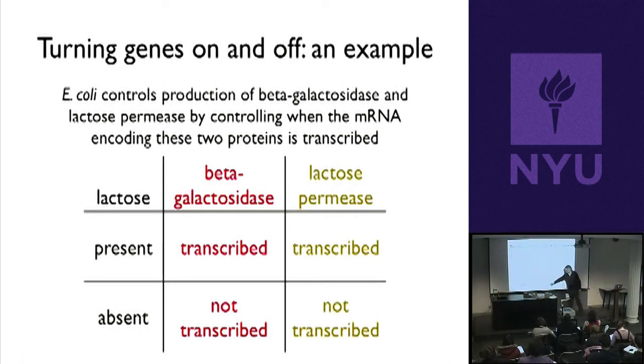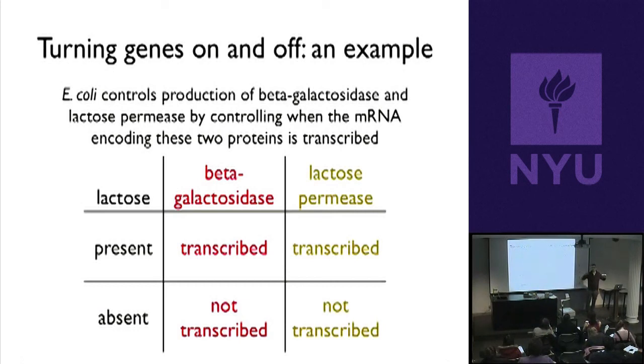Okay? So just a quick check to see if you got the microarray part of the lecture. Let's say I do a microarray experiment, and I have two spots on my microarray. One of them corresponds to the beta-galactosidase gene, and one of them corresponds to the lactose permease gene. Then I take E. coli cells that are growing in lactose, and I get their RNA, and I label it red. And I take E. coli cells that are growing without lactose, and I get their RNA, and I label it green. Lactose sample, red. No lactose, green.